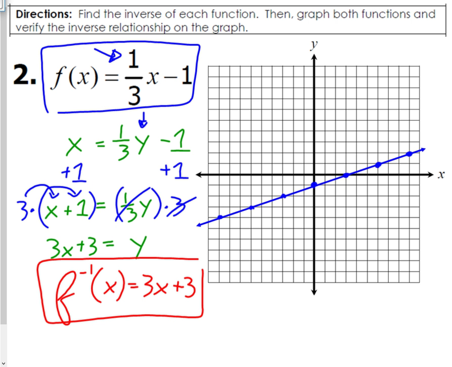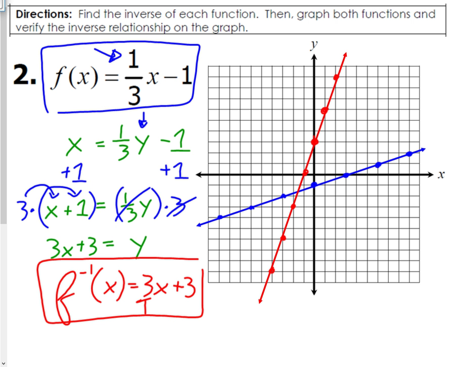Let's also go ahead and graph our supposed inverse. It has a y-intercept at 3 and a slope of 3. So you can think about that 3 as 3 over 1, up 3, and to the right 1, or down 3 and to the left 1. Once again, we can plot a few extra points and connect the dots.